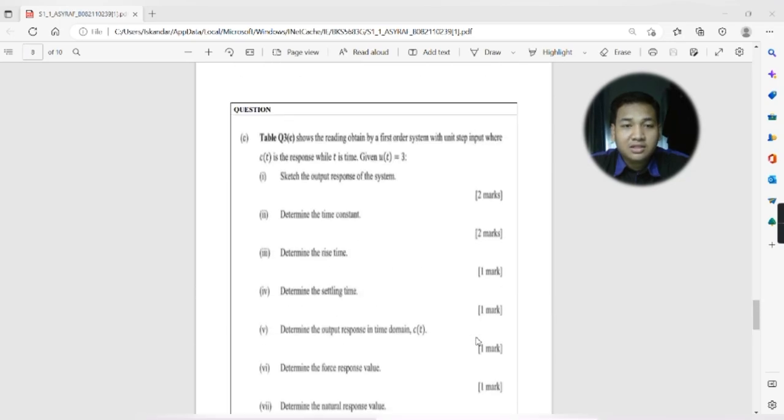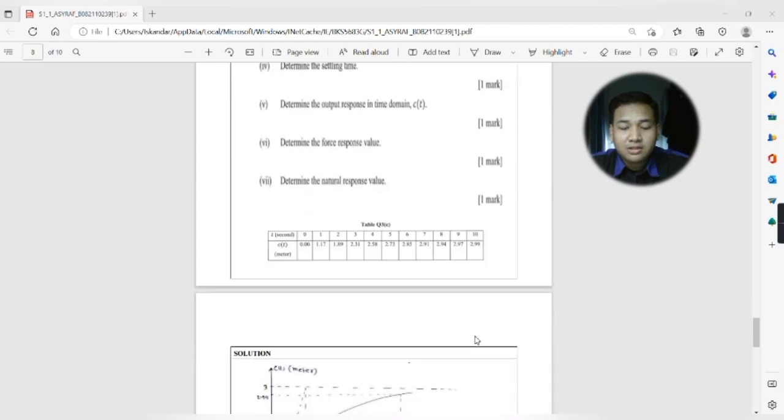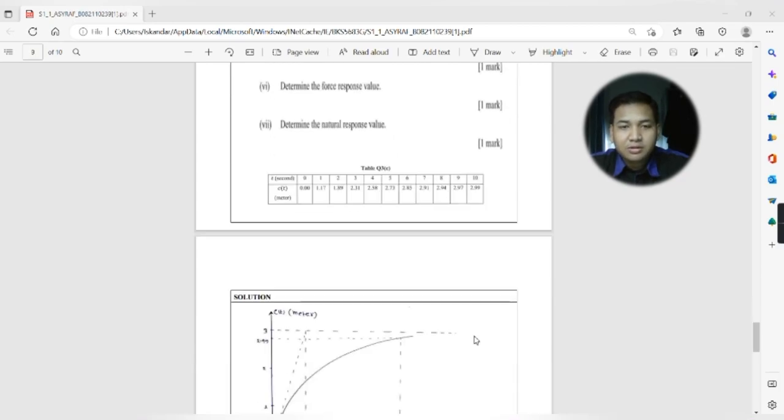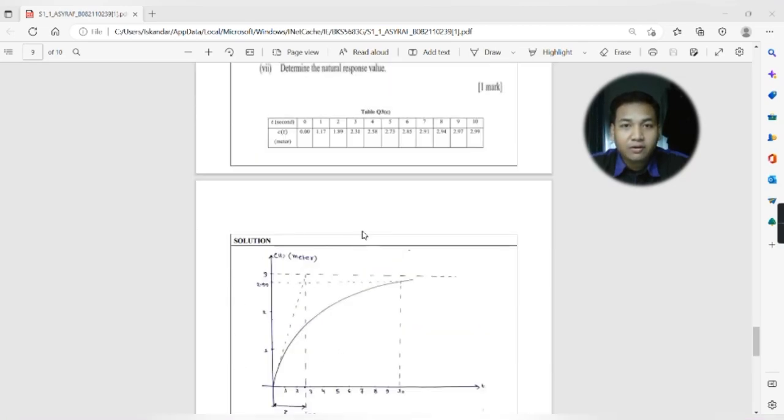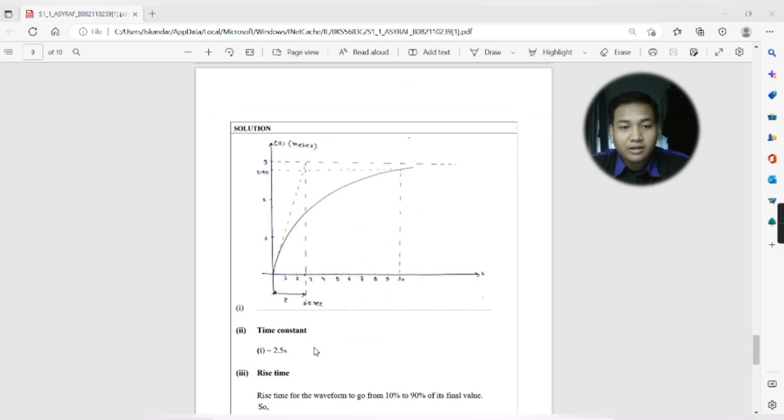The next question is to determine the time constant. For a first order system, we know that the time constant is at 63% of the final value. So we calculate 63% of the final value and we will get 2.5 seconds.